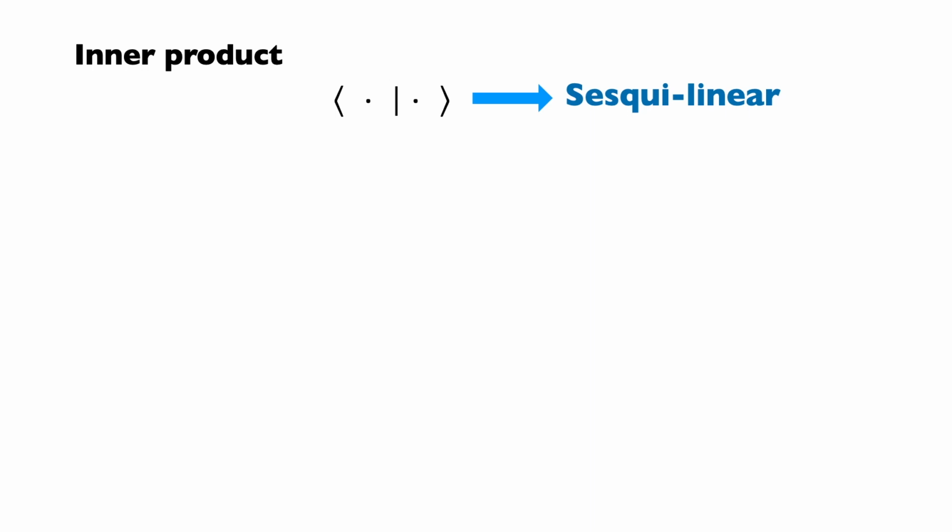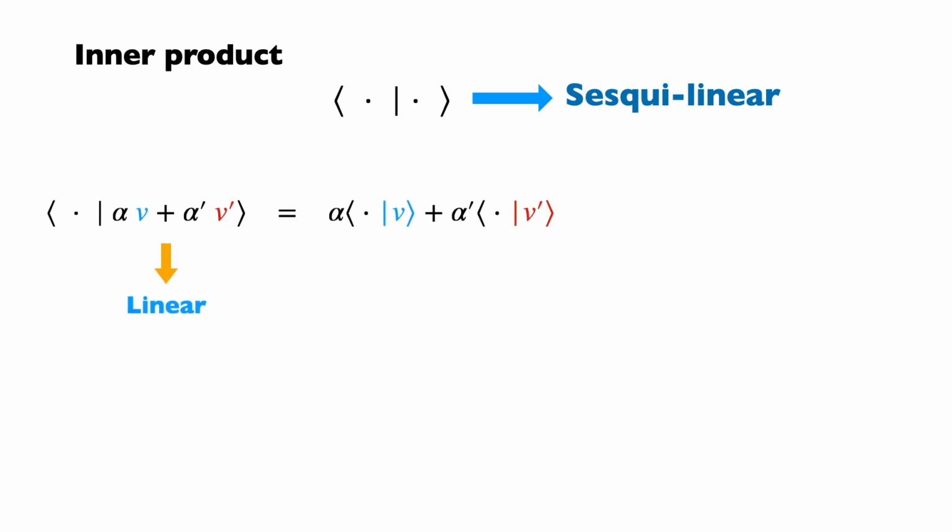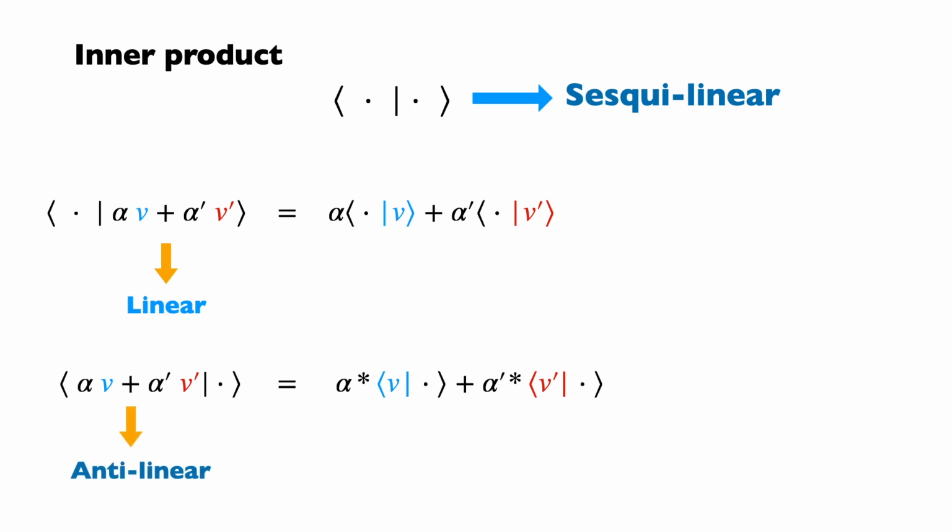These lead directly to the sesquilinear nature of the state space inner product. Sesqui means 1.5, as the inner product is fully linear in its right argument, while anti-linear in its left argument, which is sort of like a half linear.